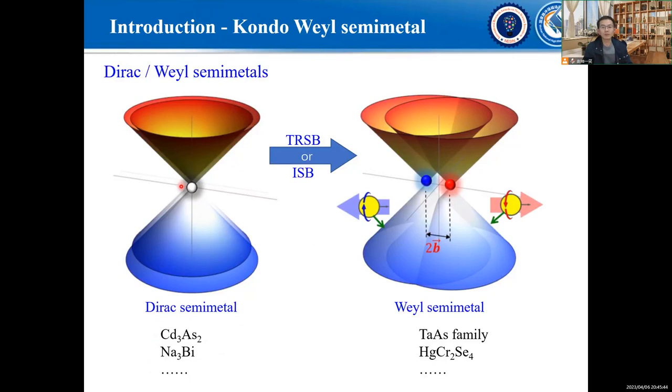From the Dirac semimetal, if we break either time reversal symmetry or the inversion symmetry, then the Dirac point will split into two Weyl points with opposite chiralities, and this is called the Weyl semimetal. Some examples are the tantalum arsenide family. But most of the known Weyl semimetals are weakly correlated electronic systems. Then it will be interesting to see what will happen if electronic correlation is involved. That is why we want to do this research.